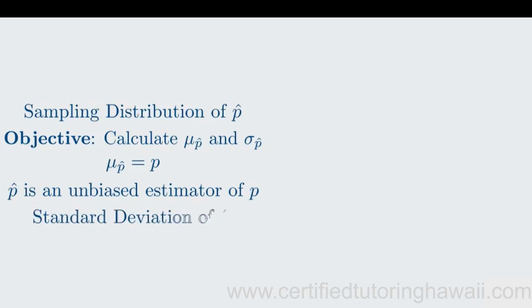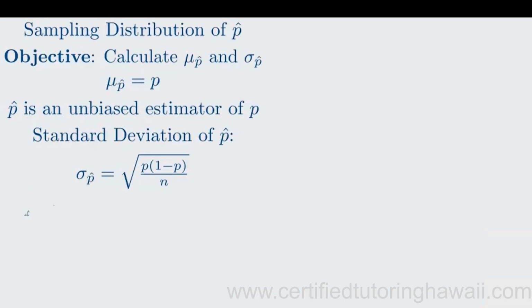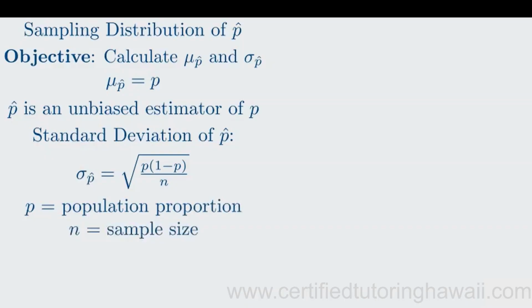Next, we have the standard deviation, denoted as sigma sub P hat. This measures how much we expect the sample proportion to vary from sample to sample. The formula is sigma sub P hat equals the square root of P times 1 minus P, all divided by N. Here, P is the population proportion and N is the sample size.